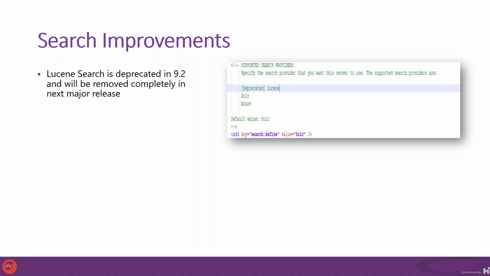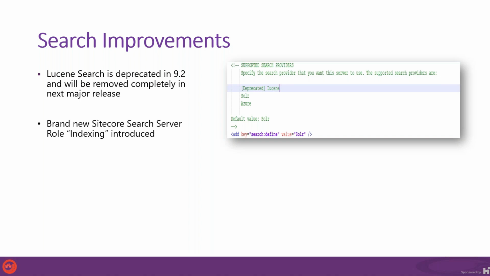Also, if you are planning to upgrade to the latest 9.2 version, and your current system is using Lucene, then it's time to plan for choosing either Solr or Azure. Lucene will be completely removed in the next major release.